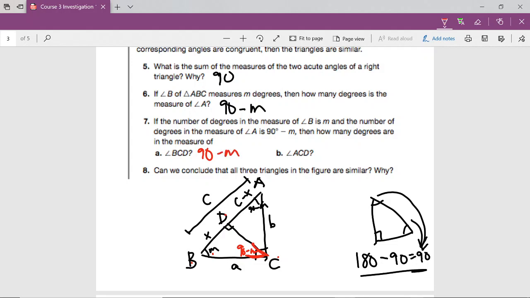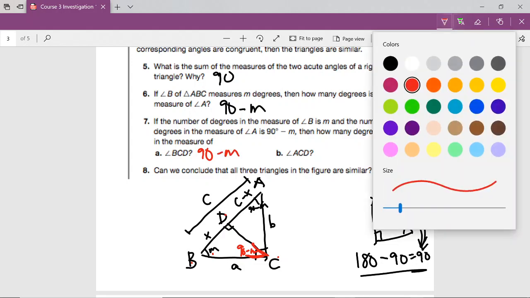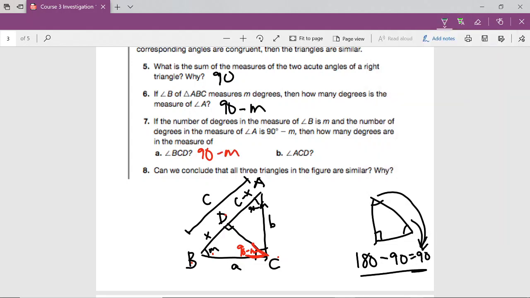So 90 minus m. Then we're going to change to the other triangle here, the other right triangle that we have inside of this big one. And I want to know what is the angle measure of ACD. So ACD, we're looking at this one right here. Well, if that's one of my acute angles in this right triangle, so I know if angle A up here is 90 minus m, then angle C must have been m degrees.